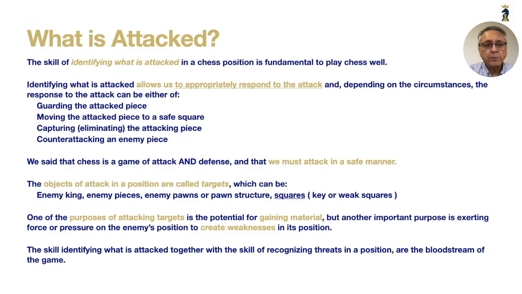And we said the objects of attack in a position are called targets, which can be the enemy king, enemy pieces, enemy pawns or pawn structure, squares, key or weak squares. One of the purposes of attacking targets is gaining material or creating weaknesses in the enemy position.